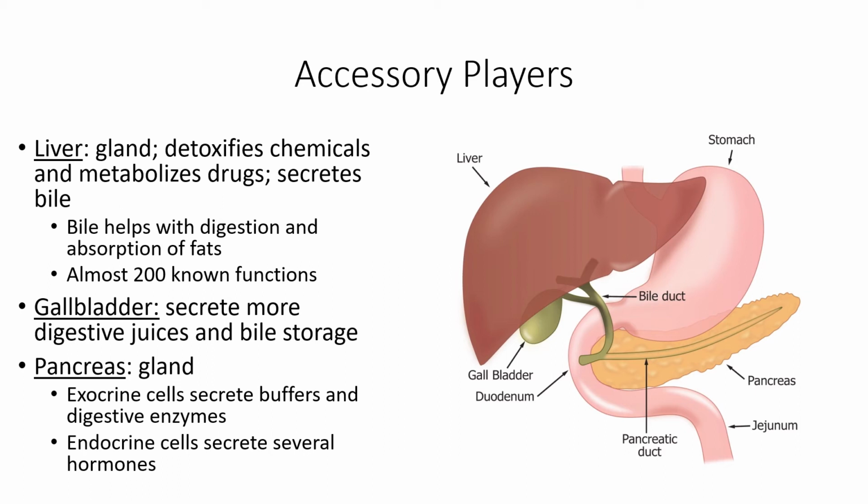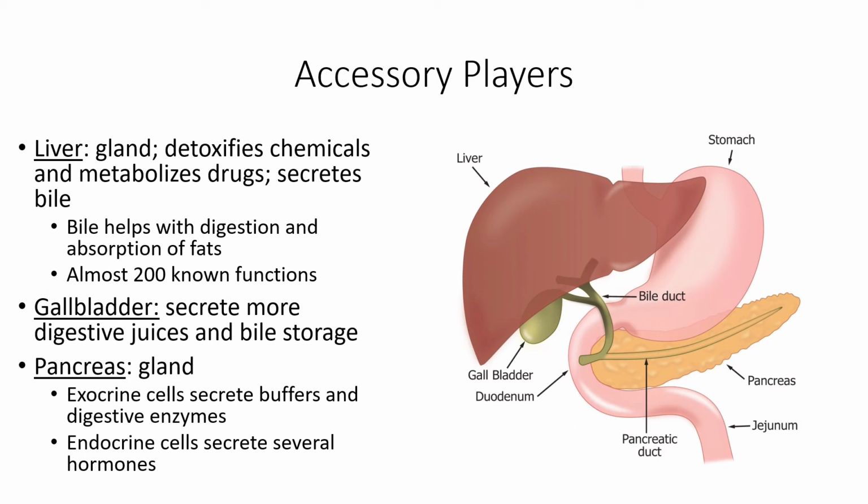It also produces a byproduct called bile. This is due to hemoglobin degradation. This is just a byproduct of breaking down red blood cells. Bile is going to help with digestion and the absorption of fats. What's interesting about the liver is this is only a handful of functions that it serves. It's estimated that it has around 200 known functions aside from these. Kind of interesting. The gallbladder is going to be that little green bean on a string just below the liver.